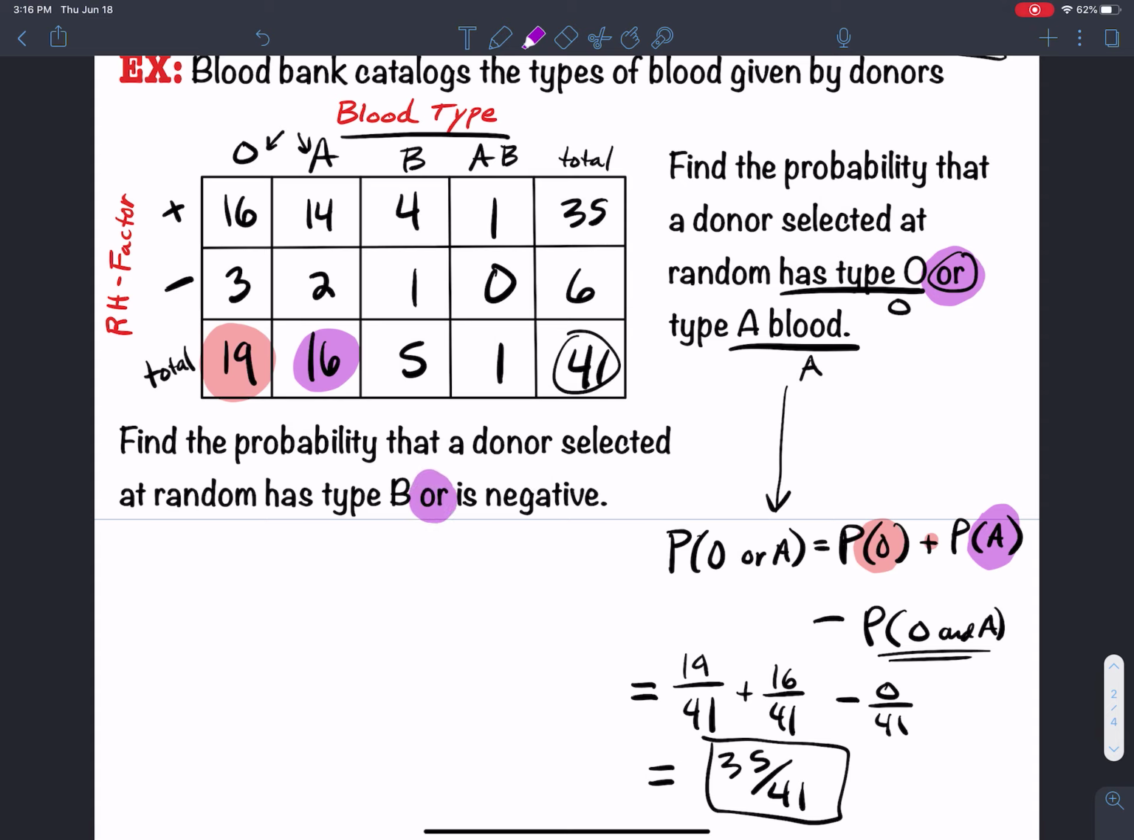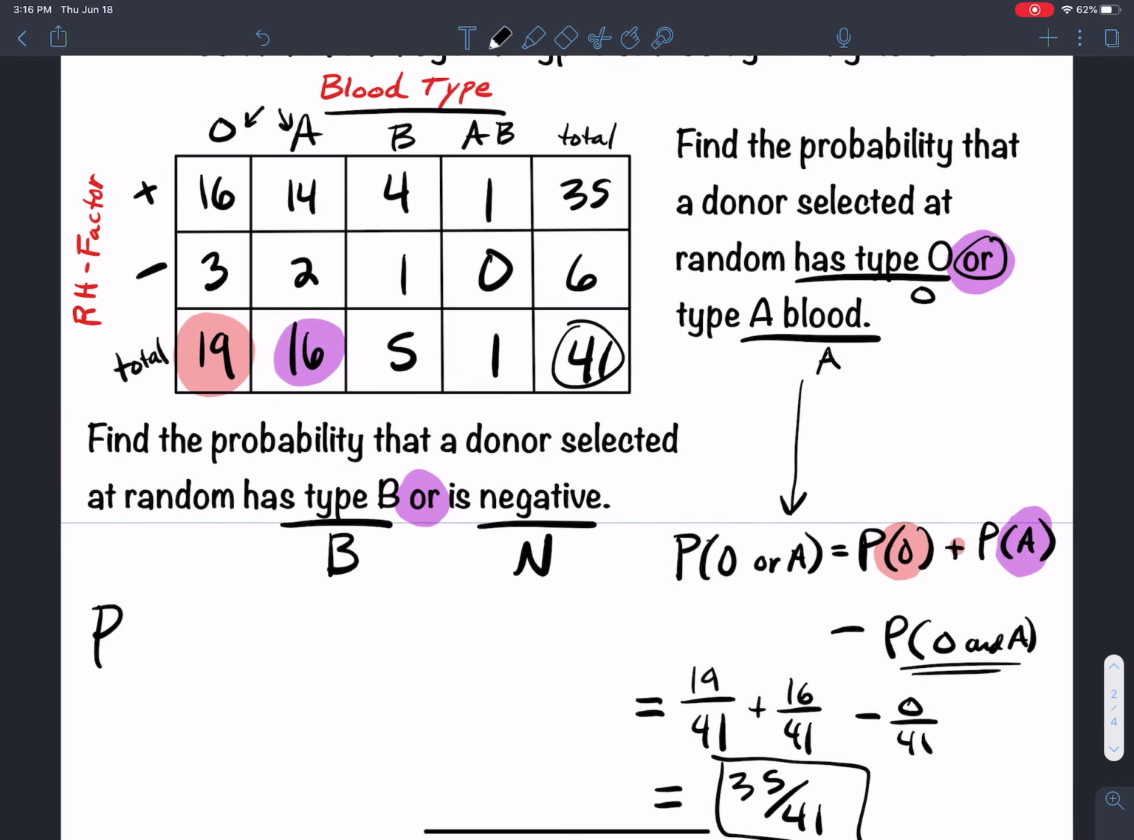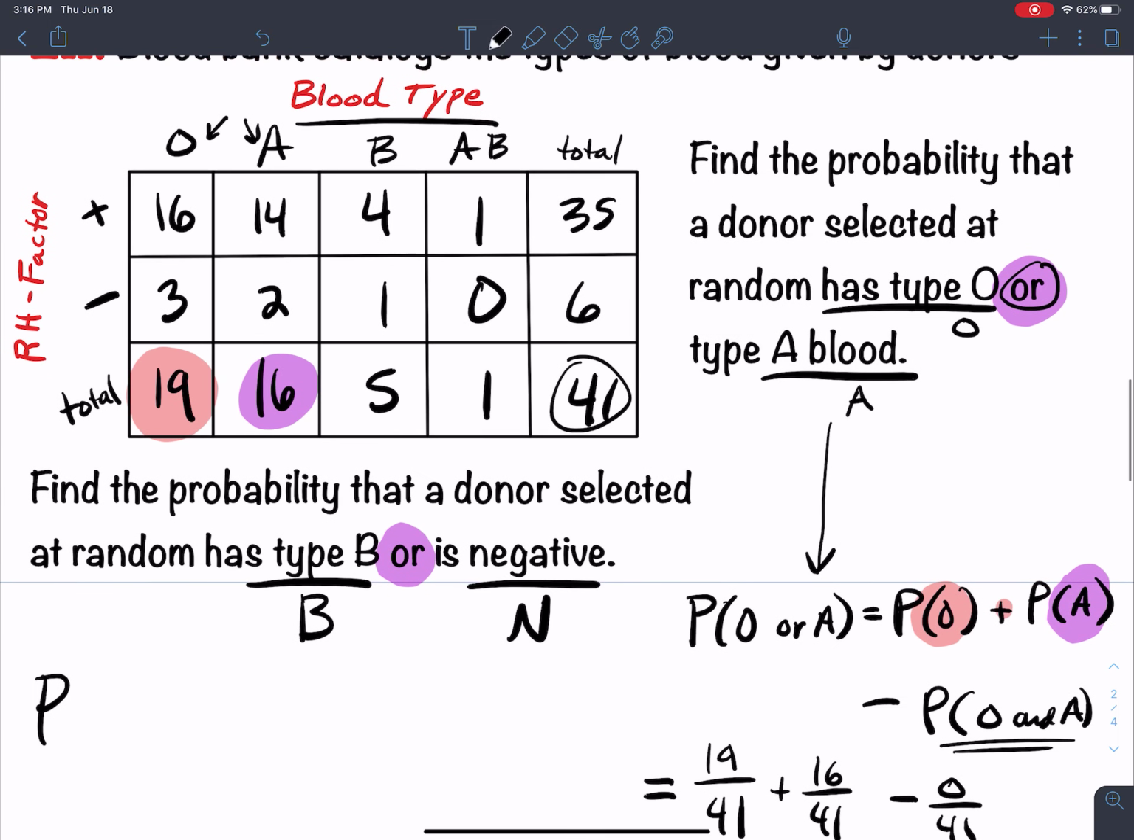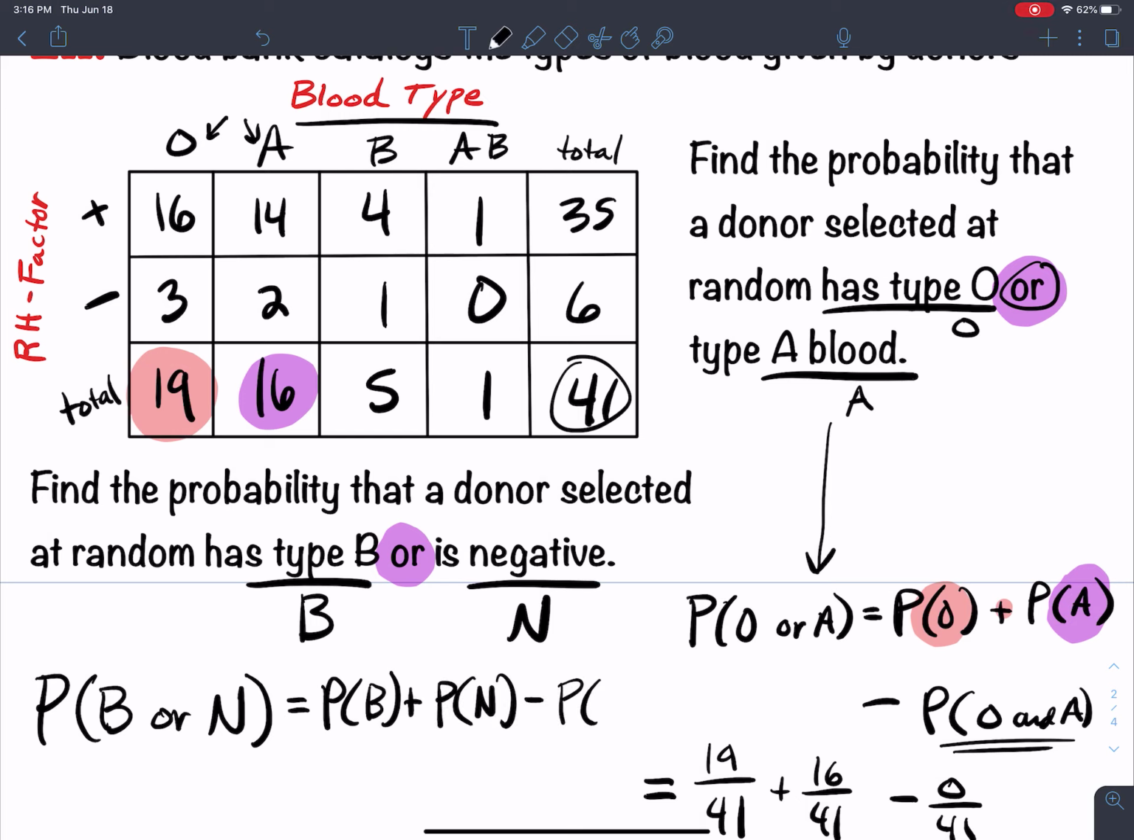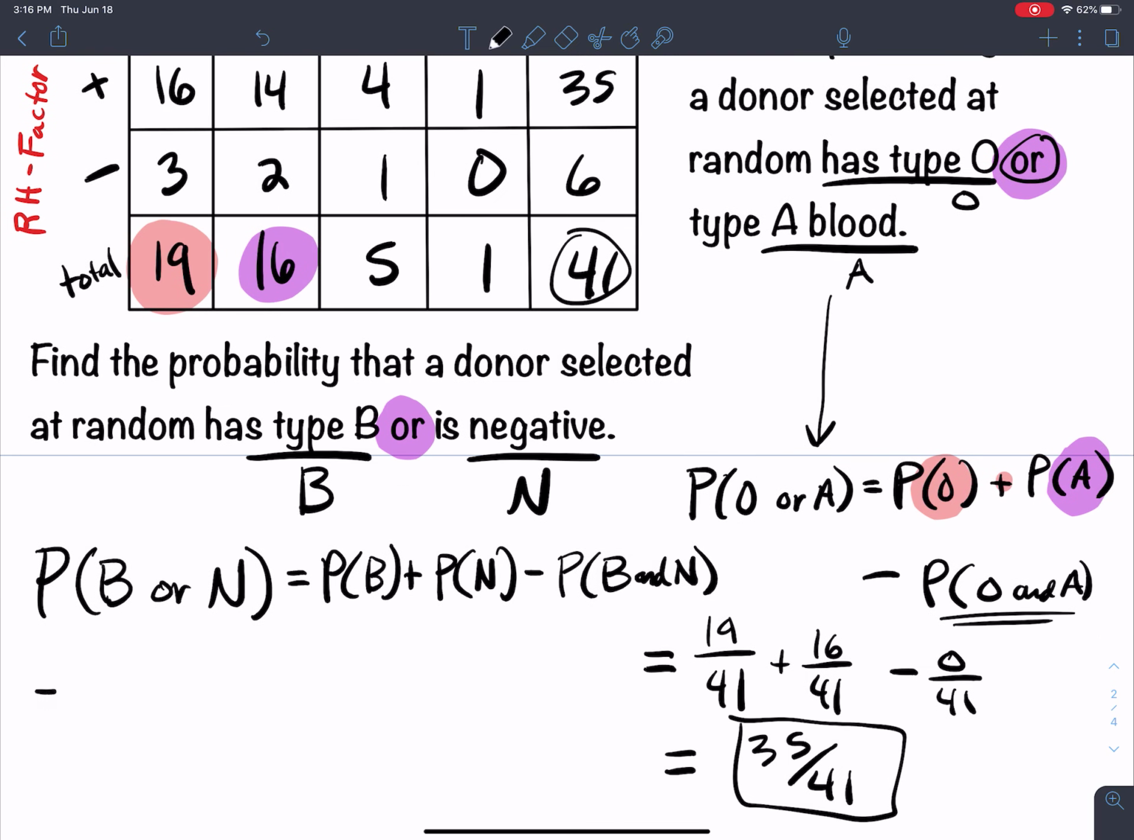Here, I look at this, I see it's the probability to select a donor that's type B or negative. So to use a type B scenario, I'm going to use the letter B. Negative, I'm going to use the letter N. So I want to find the probability that I'm a type B or negative. This is equal to type B plus negative RH factor minus probability of being B and negative.